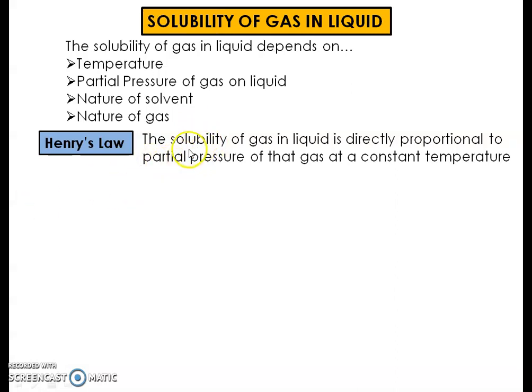If the partial pressure of that gas is increased, definitely the solubility of that gas will increase. So they are directly proportional with each other. But the condition is that the temperature must be kept constant. So Henry explained that there is a relation between solubility and pressure with the equation S is proportional to P, means solubility is directly proportional to P, and simplifying the equation it becomes S = Kp, where K is nothing but Henry's constant.